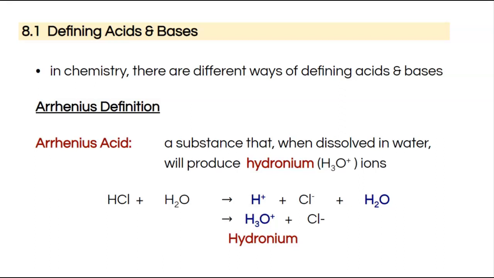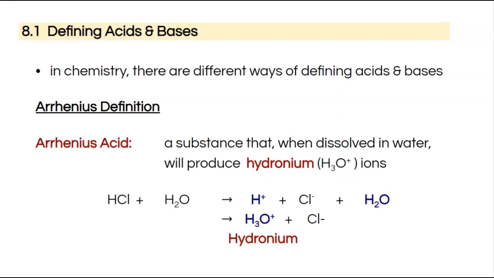So in chemistry, there are a few different ways that we define an acid and a base. And so today we're going to review two of them. The one that we tend to think of from our grade 10 time was the Arrhenius definition, which is that an acid is essentially a substance that when dissolved in water will either release hydrogen ions or produce hydronium ions.